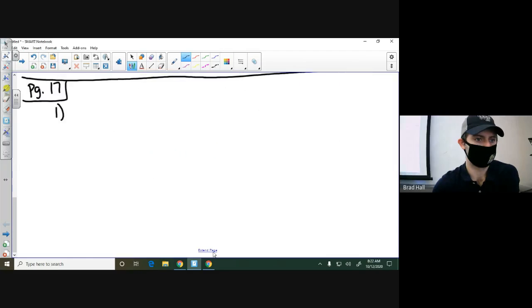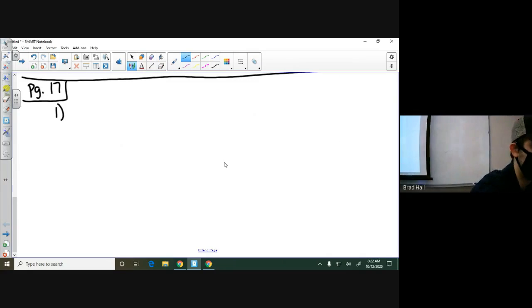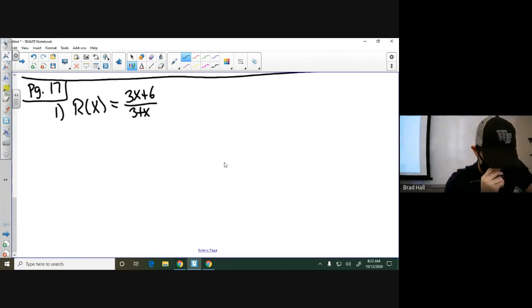So let's go ahead and look at number 1 from page 17. So I think in the last one I said that was a rational function. It's not a rational function, it's a polynomial function, so that's my mistake.